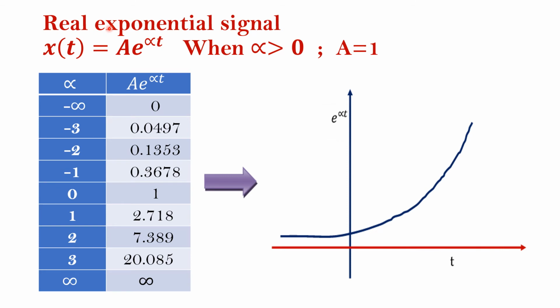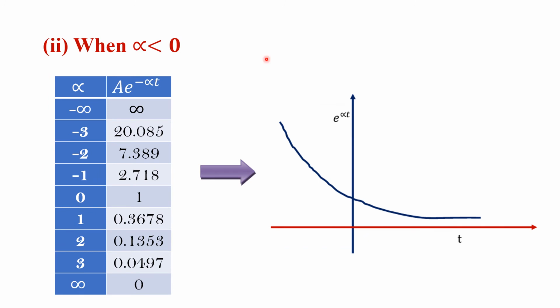First of all, we are going to see real exponential signal under three conditions. First, x of t is equal to A into e power alpha t. When alpha is greater than 0 and A is equal to 1, we put values of t from minus infinity up to 0. For minus 3 we get 0.0497. So I have to plot these values and finally I get the curve like this, lower to higher. That is alpha greater than 0.